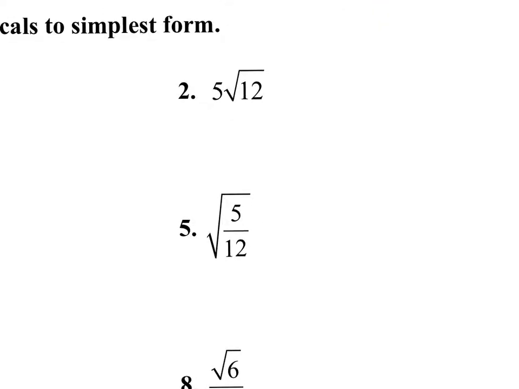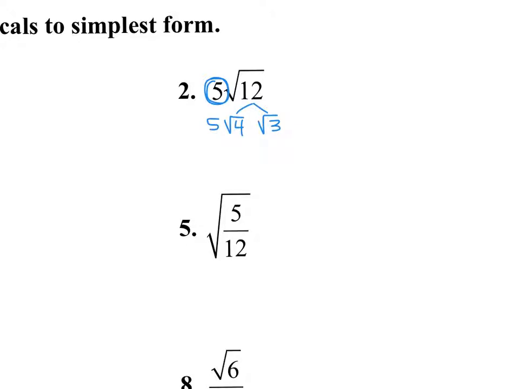All right, 5 rad 12. Is there a perfect square that we can divide 12 by? 4. So I always put the perfect square first, because that's the one that's going to become a whole number, and then the one that's not a perfect square second, because that's what's always going to be at the end of your answer. Don't forget about this guy here. If you want to just carry him down with you, that's fine.